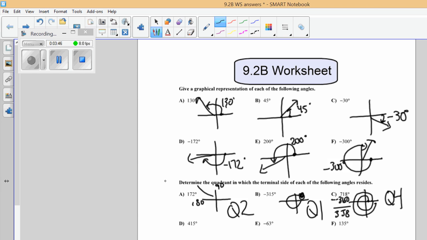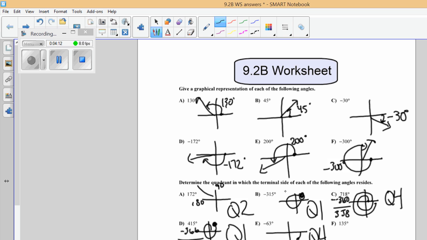Same idea, 415. That means you go all the way around 360. So take your 360 and do a subtraction. That's 55 degrees left. Well, 55 is less than 90, so I'm going to be somewhere here. That's quadrant 1. Negative 63 degrees is just down here somewhere. That's quadrant 4.